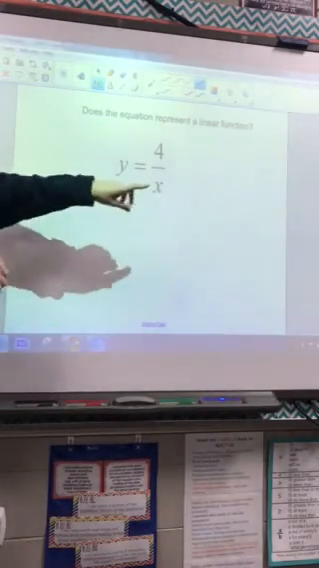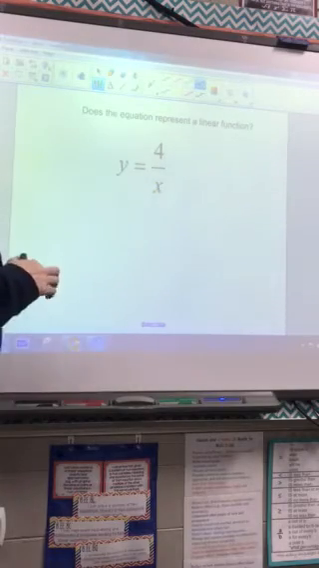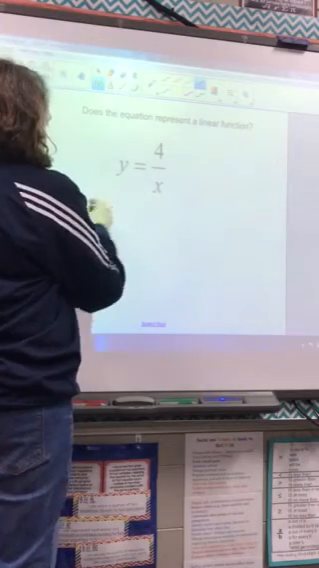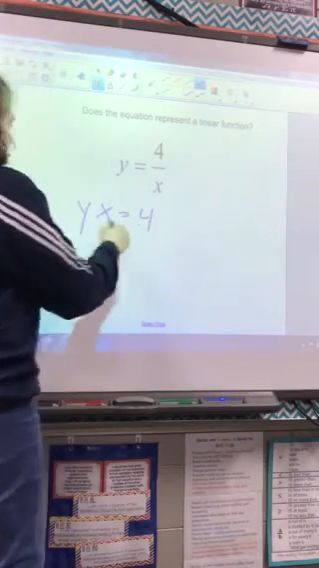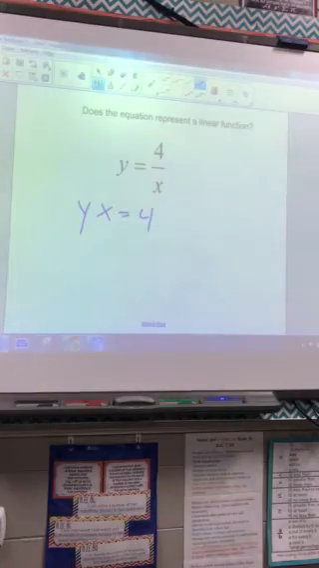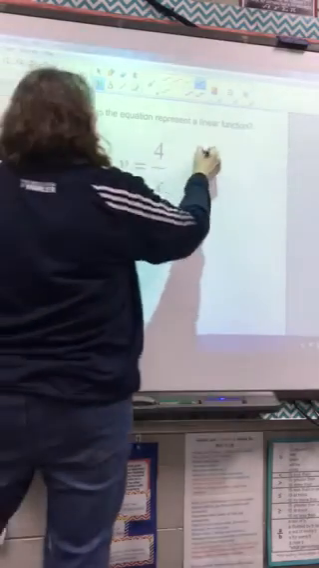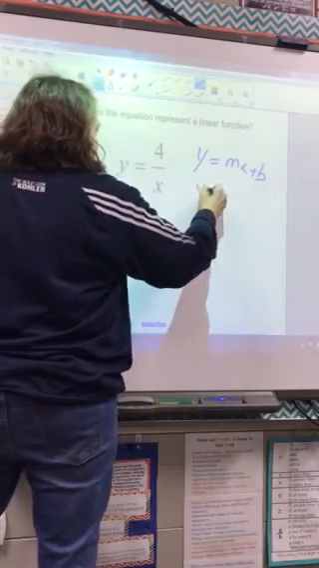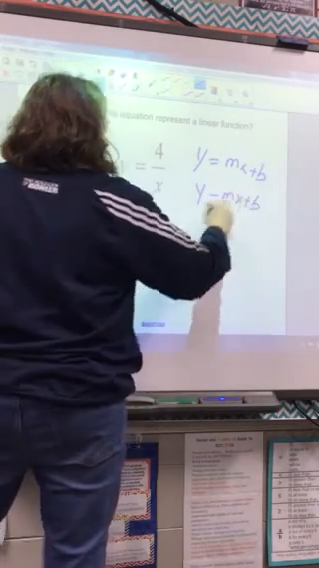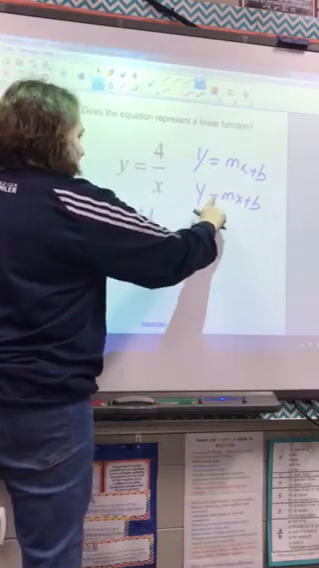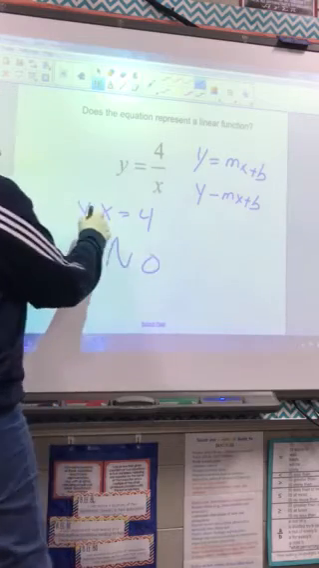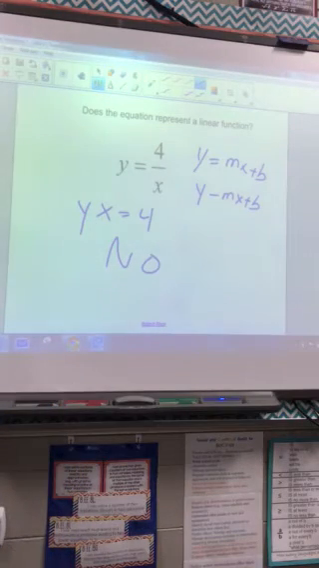Does this one? All right, my x is in my denominator. In my form, the x is never in a denominator. So what do I do? Multiply both sides by x. x times y equals 4? Absolutely not. Our equation is y equals mx plus b. If they're on the same side, it would be y minus mx plus b. Those are not being multiplied together. Those are being subtracted or added, depending on what your slope is. So because your x and your y values are being multiplied together, oh no, it is not a linear function.